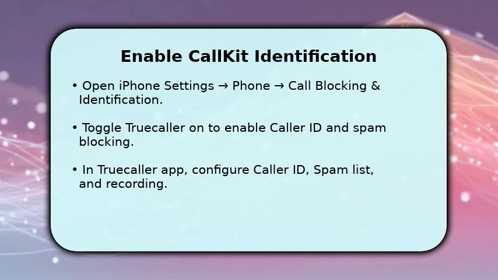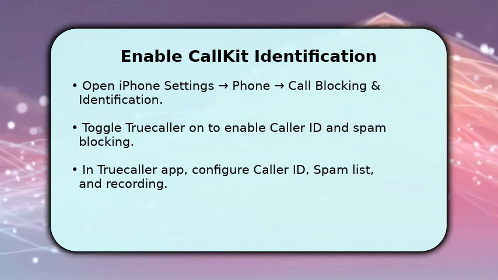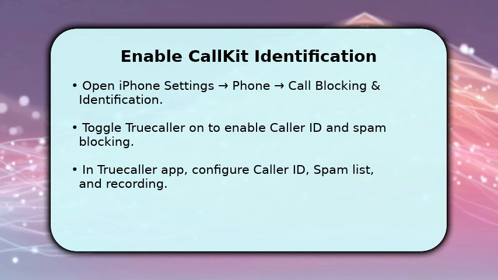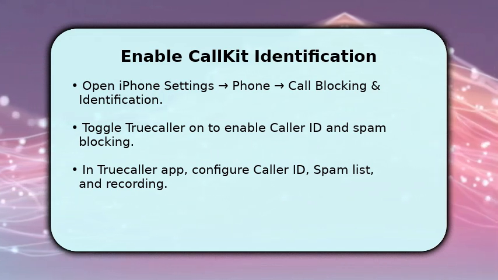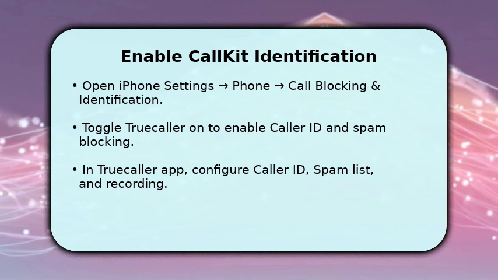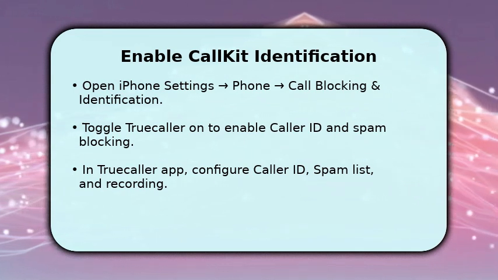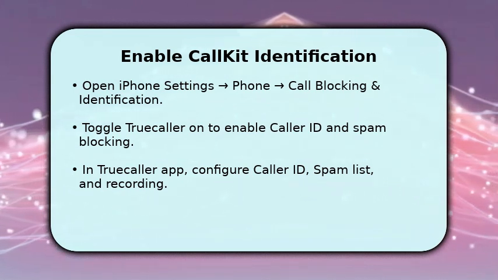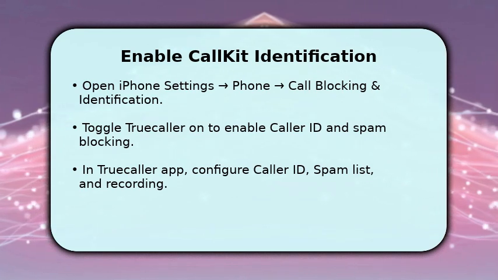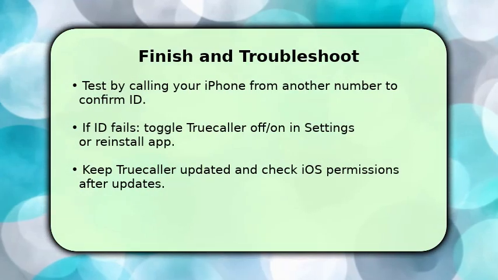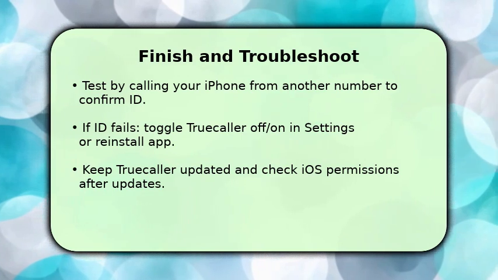Once done, return to the Truecaller app to customize spam sensitivity, add numbers to your personal block list, and enable identification preferences. Make sure spam blocking strength matches your tolerance for false positives. Adjust and finish by testing. Ask another phone to call you and watch the incoming screen for Truecaller's label.